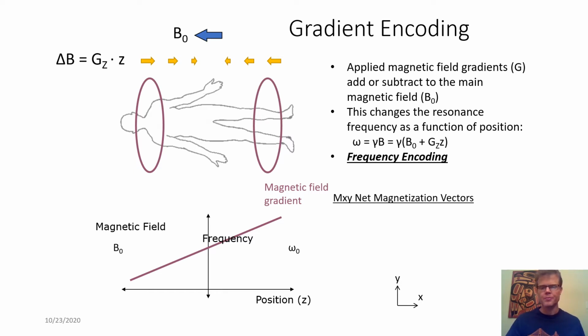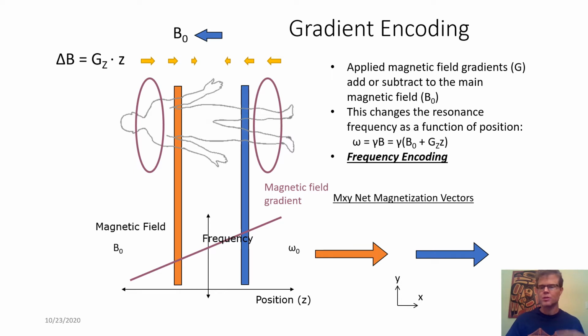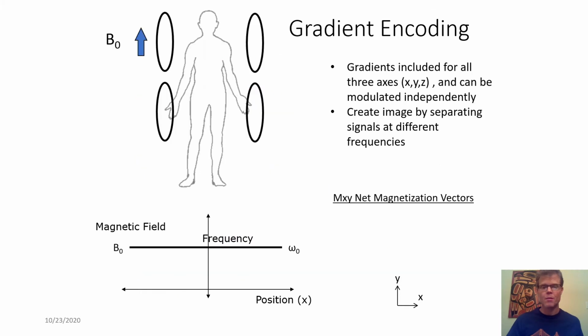And then if we look at the transverse magnetization at two different locations, we'll see they're going to precess at two different frequencies. And this is what is going to allow us to distinguish these two different locations. This is basically the premise of frequency encoding.